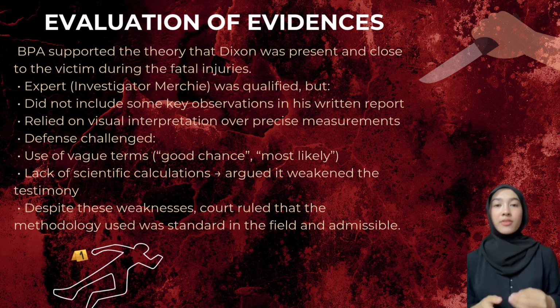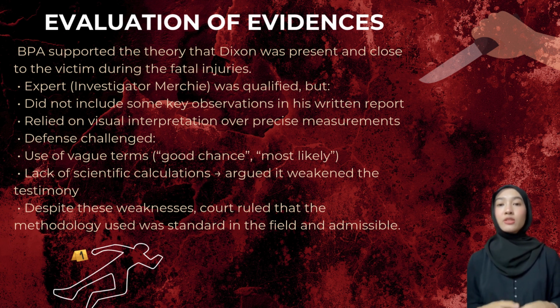The expert, Investigator Merchi, concluded that the pants and shoes were in the same position when the blood was projected, that the suspect was facing the source of the blood, and that the shoes were likely on the ground within 2 to 3 feet of the source.